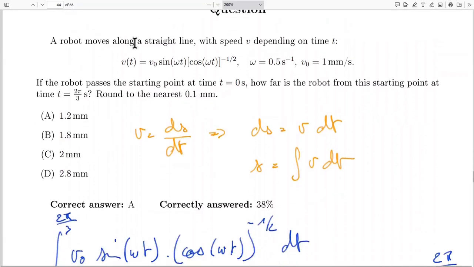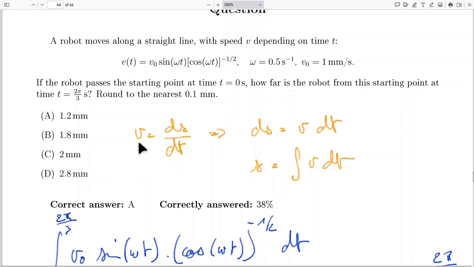So the question is, a robot moves along a straight line with speed v depending on time t, according to the formula v of t is v0 times sine of omega t times the cosine of omega t to the power minus 1/2, with omega 0.5 per second and v0 1 millimeter per second. If the robot passes the starting point at t 0 seconds, how far is the robot from its starting point as t is 2 pi over 3 seconds, rounded to the nearest 0.1 millimeter.